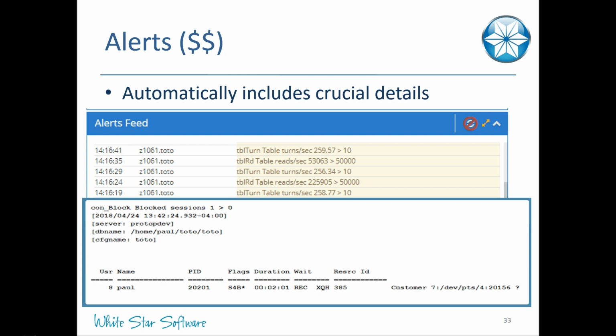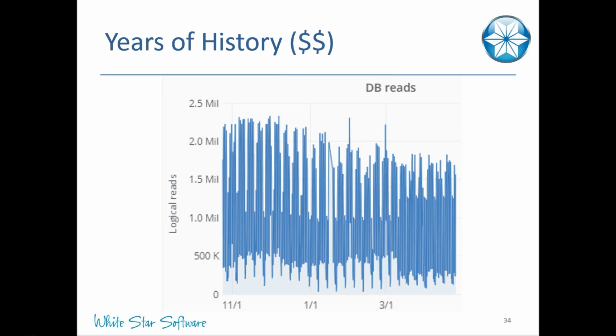So I can say if I have more than 1, 2, 5, 10 blocked sessions, generate an alert, and then tell me this information that you saw in the character version. Who's blocking them? What are they blocked on? A latch, a table? What's the record ID? Who's blocking them? And so on and so forth. All of this is in the alerts that are part of the paid product. And you get years and years of history.